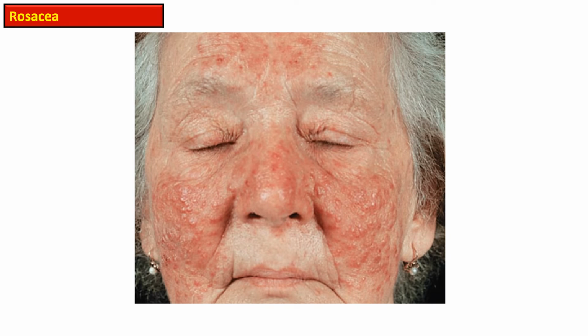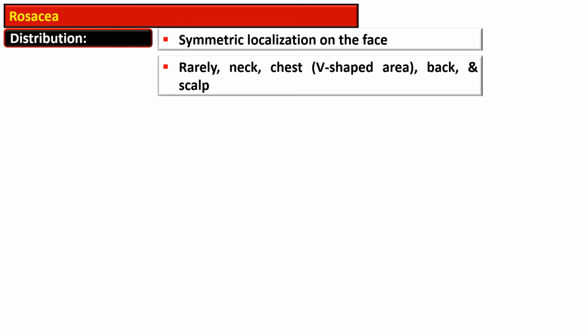Another gross appearance of papulopustular rosacea or stage 3 rosacea. In this 65-year-old female, almost entire face is involved, only sparing the upper lip and chin. There are many papules and pustules. Some are coalesced, and there is no comedone. There is swelling of the cheek. So this is rosacea stage 3. Rosacea lesions are distributed symmetrically on the face. Rarely they are present on the neck, V-shaped area of the chest, back, and scalp.